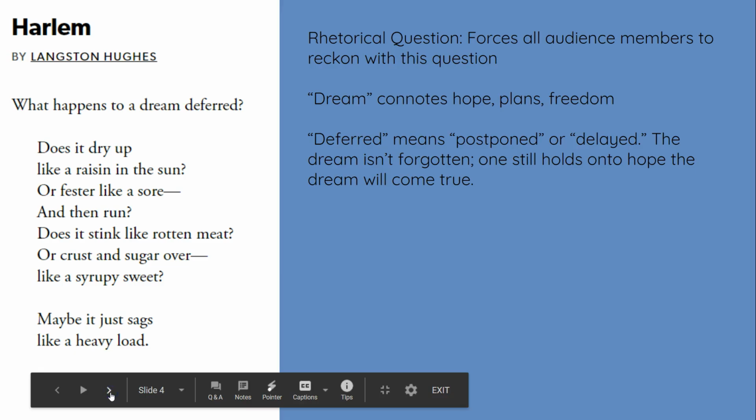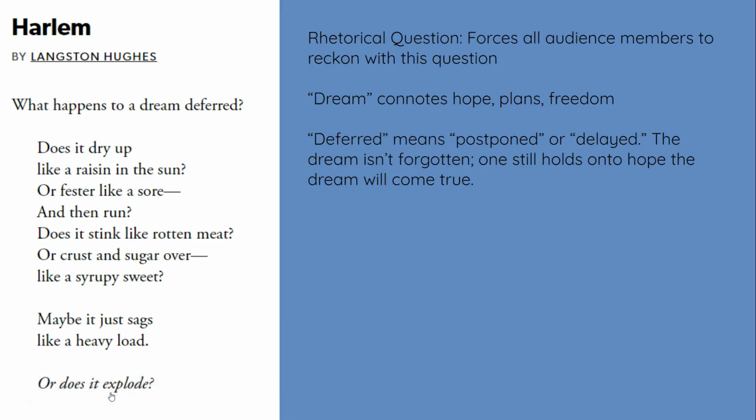So let's read Harlem together. Harlem by Langston Hughes says, "What happens to a dream deferred? Does it dry up like a raisin in the sun? Or fester like a sore and then run? Does it stink like rotten meat? Or crust and sugar over like a syrupy sweet? Maybe it just sags like a heavy load, or does it explode?"